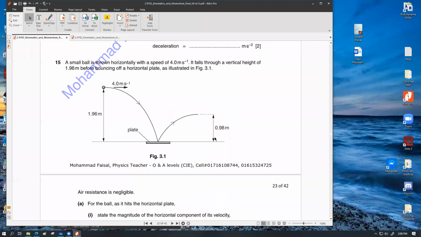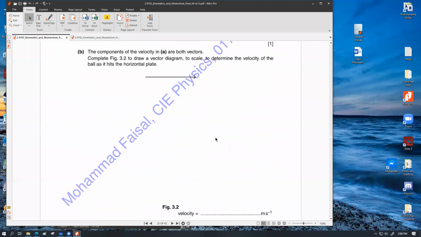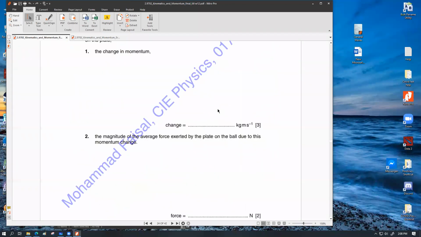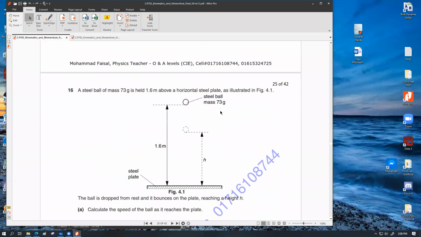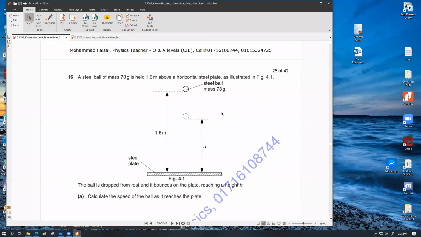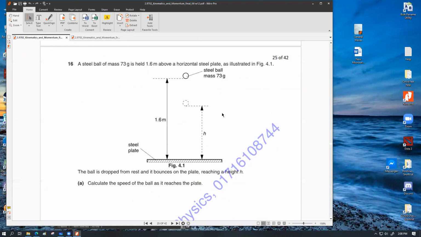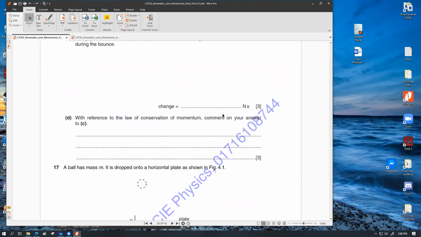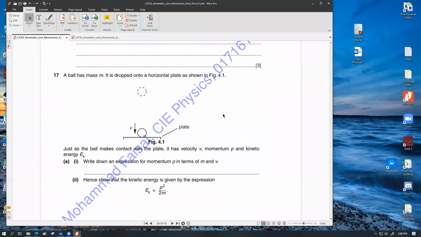15, any question from 15? Could you draw this vector diagram properly, everyone? Sixteen. Tell me the problem. 17.